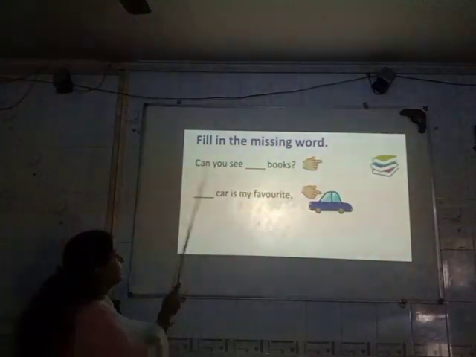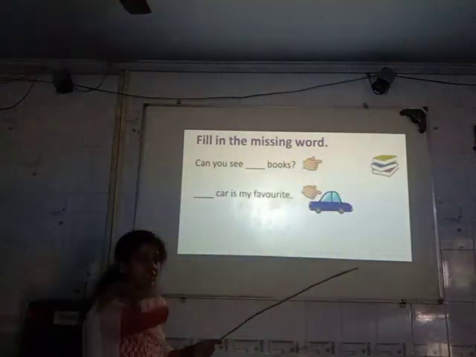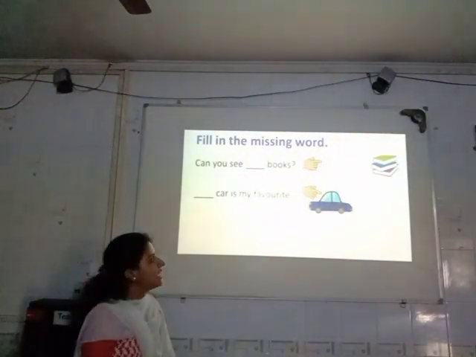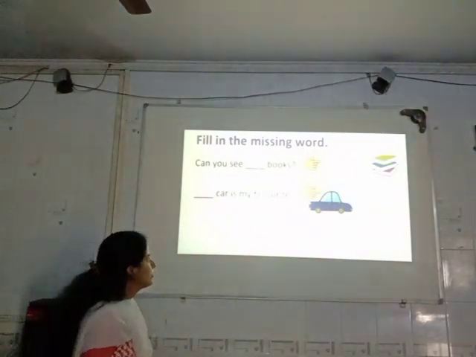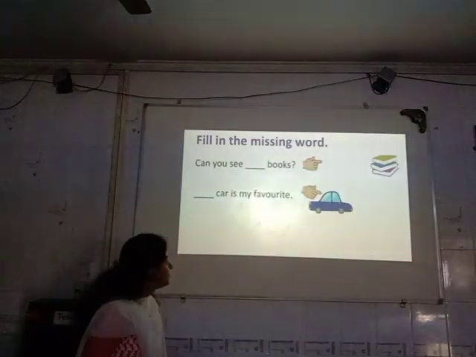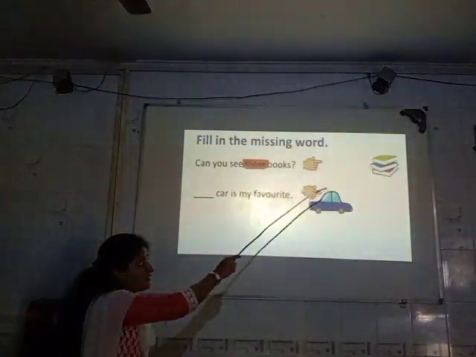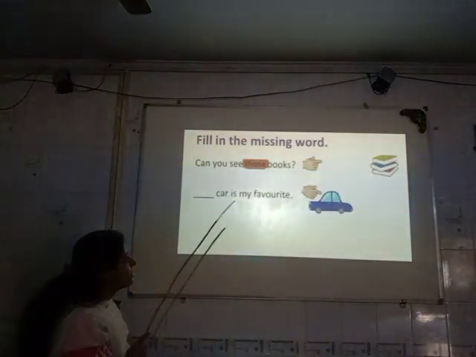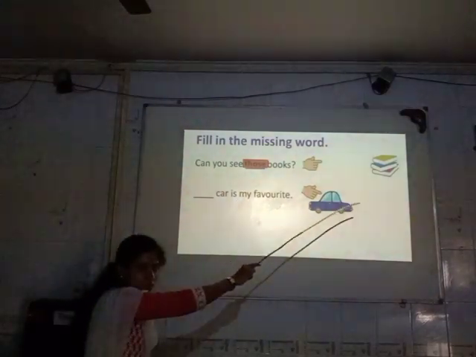Now see the next. Can you see dash books? Now see here. Are these books only one? Is this singular or plural? They are in plural. And are they near to us or far from us? They are far from us. So can you see dash books? So what will come? See here. Can you see those books? Because they are in plural and they are far from us. So what answer will come here? Those. Can you see those books?